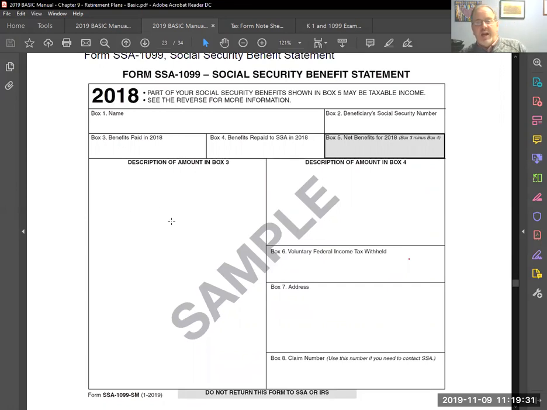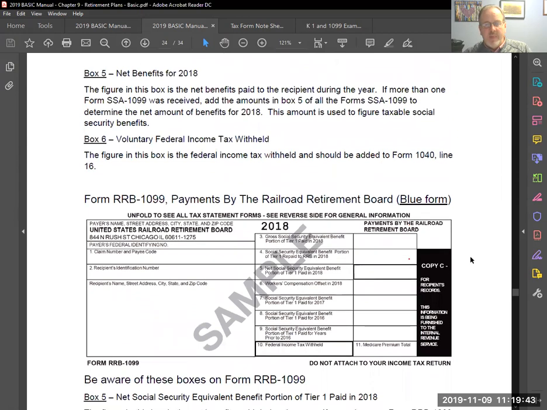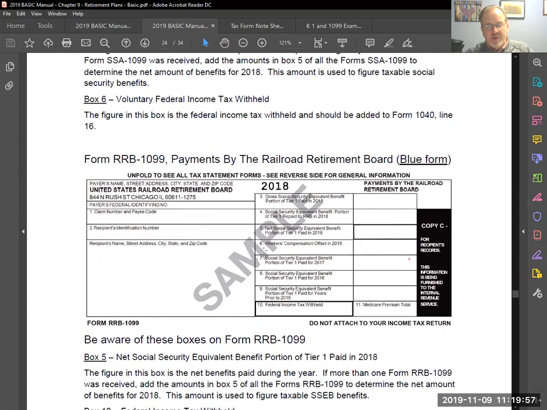Social Security, up to 85% of it can be taxable. And in box 6, if they want tax withheld, some people will elect to have Social Security withhold their tax. Again, the blue form is very similar to our pink one. Pink and blue, boys and girls together. What that means is we're going to report them in the same spot on the tax return, and we'll see that when we get into the return.